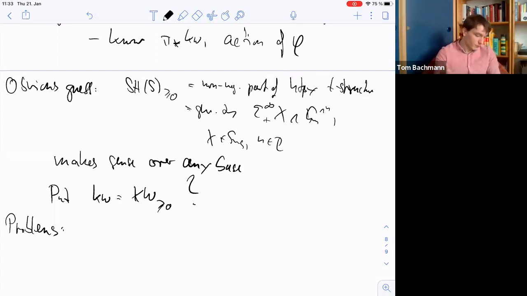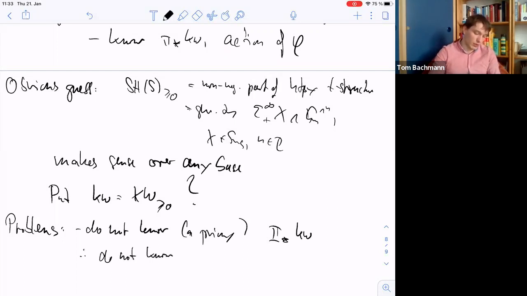So the problem is that we do not know a priori what pi star of KW is. This was listed as the bonus point, so maybe that's not immediately too bad. But therefore, we do not know if the cofiber of beta on this guy is co-connective.